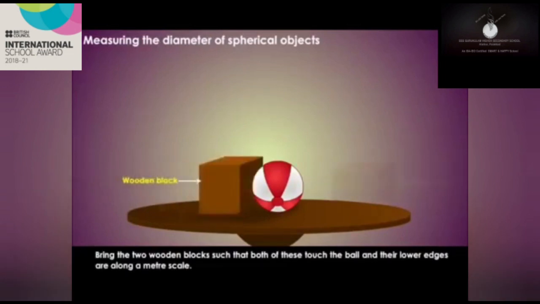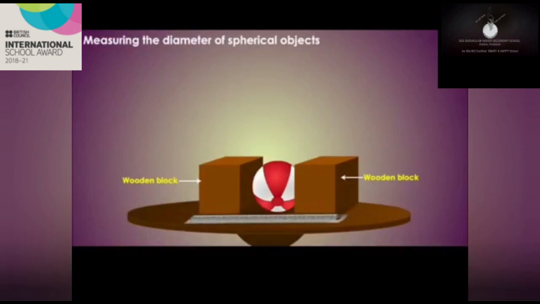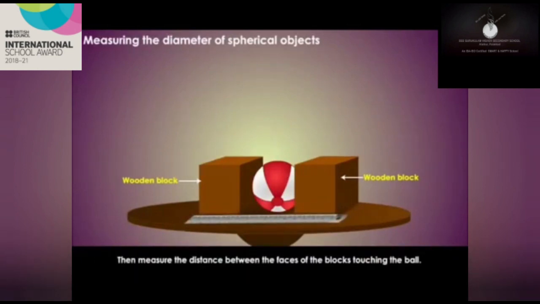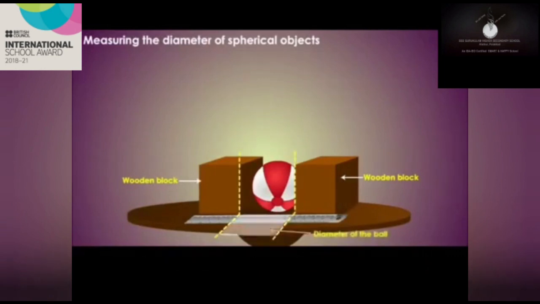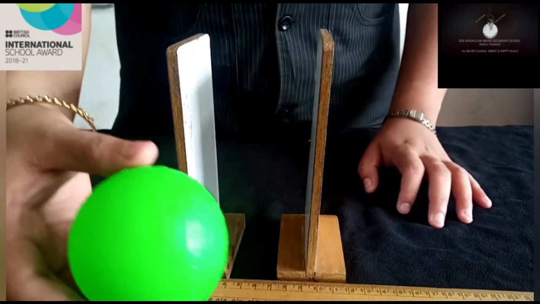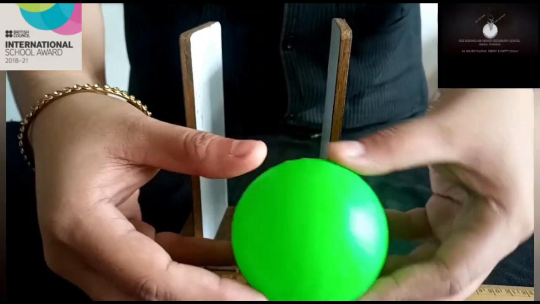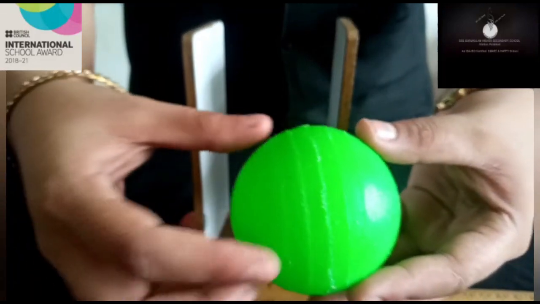Bring the 2 wooden blocks such that both of these touch the ball and their lower edges are along a meter scale. Then measure the distance between the faces of the blocks touching the ball. This will be the diameter of the ball. Yes, here we are going to measure the diameter of this ball or this sphere.